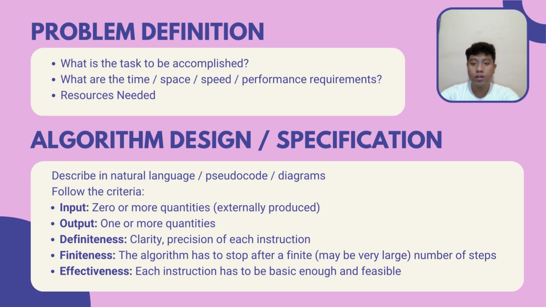Algorithm design or algorithm specification. It describes the algorithm in natural language, pseudocode, or diagrams. It follows the criteria. Input, zero or more quantities. Output, one or more quantities. Definiteness, clarity and precision of each instruction. Finiteness, the algorithm has to stop after a finite, maybe very large, number of steps. Effectiveness, each instruction has to be basic enough to be feasible.